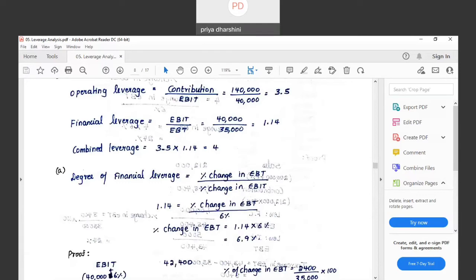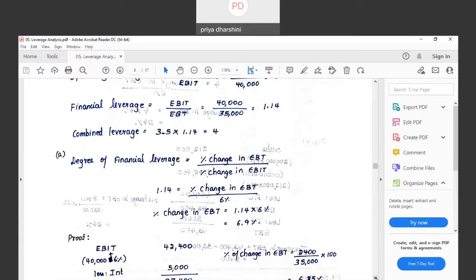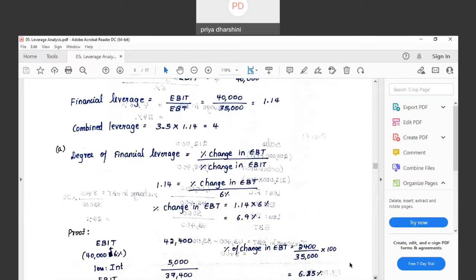So let's verify. Take the EBIT. How much is EBIT given in your income statement? The EBIT is given as 40,000. How much is the change in EBIT? They have told increase of 6%. So 40,000 plus 6% will give you 42,400. Will interest change? No, it is fixed financial cost. So minus 5,000.